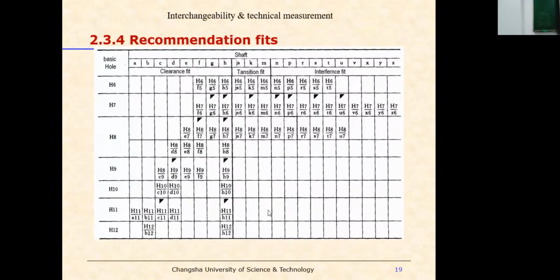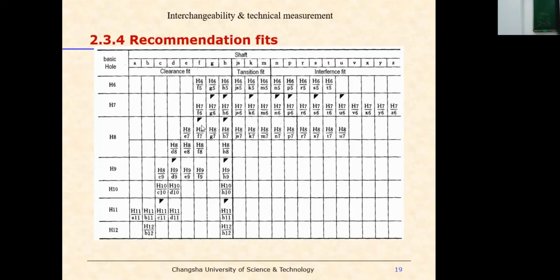Okay, this is common. It's a recommendation phase. Usually when we design the shaft and the hole, we choose this one. This is emphasized. Usually we choose the emphasized values, the values like this one. We choose this one. This is a very standard value, the standard phase. Okay, the standard phase we choose.